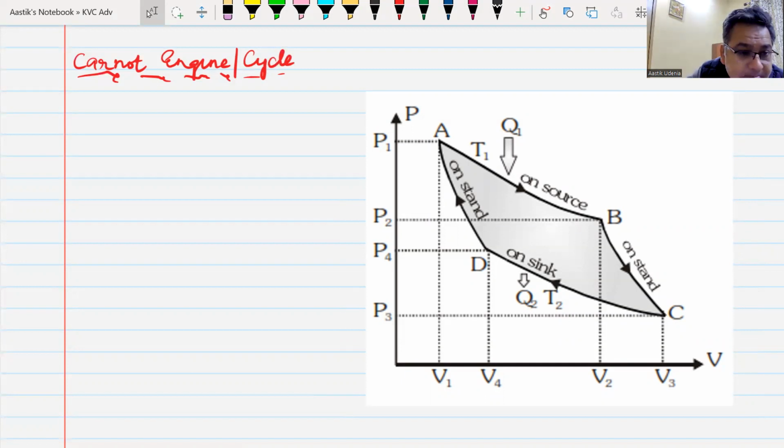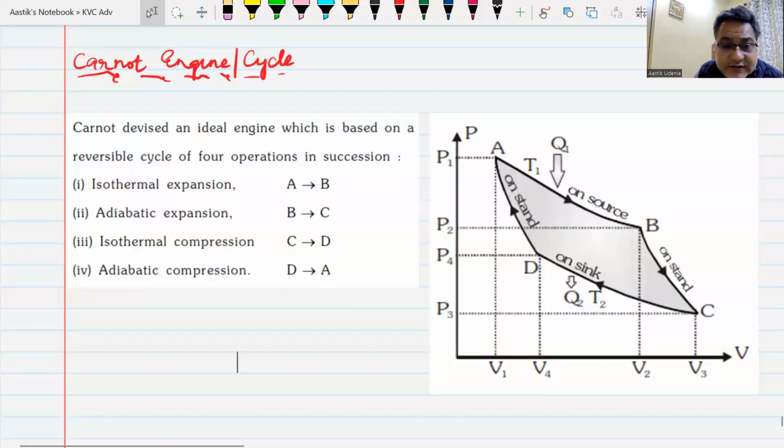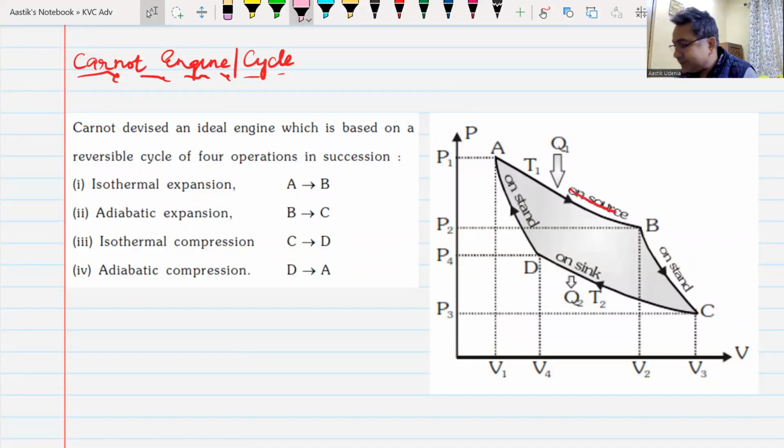C to D is an isothermal compression, and D to A is an adiabatic compression. So basically this cycle is a reversible cycle. It's an ideal cycle which is operating between two temperatures. One is known as the temperature of the source. This is the source.